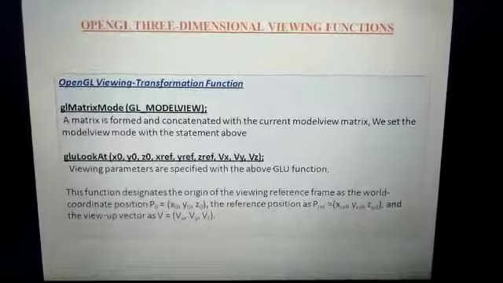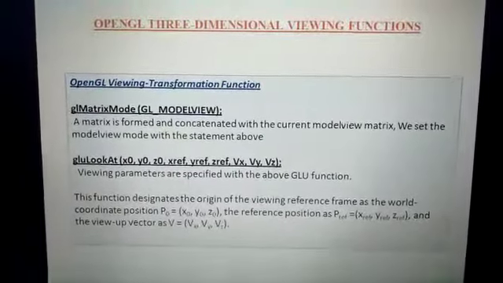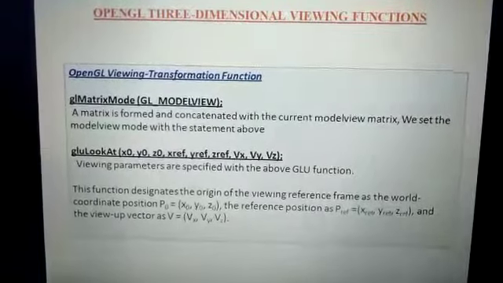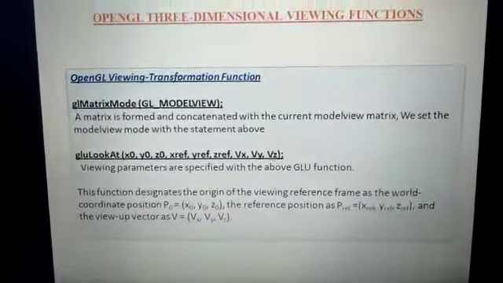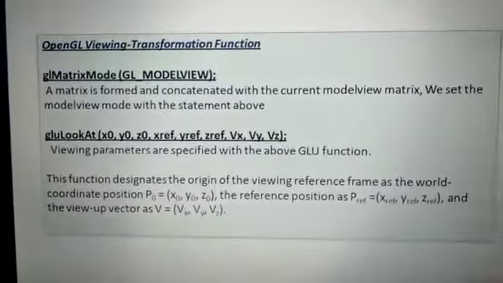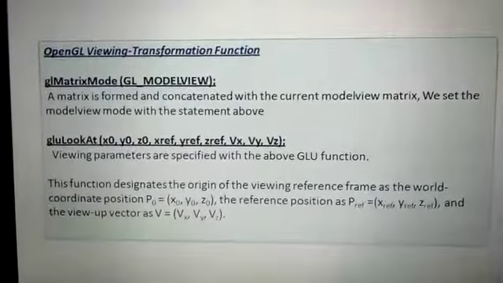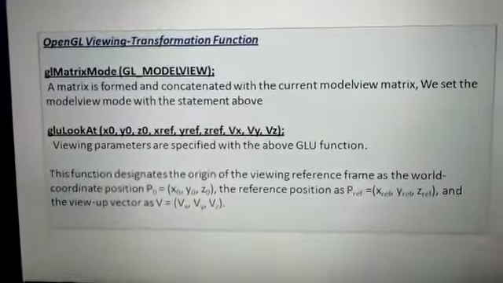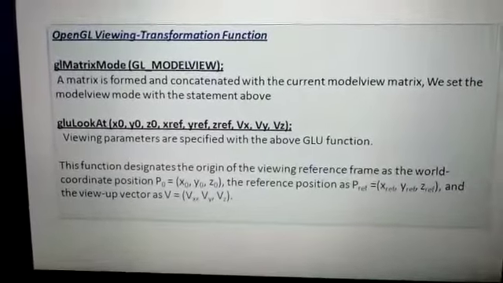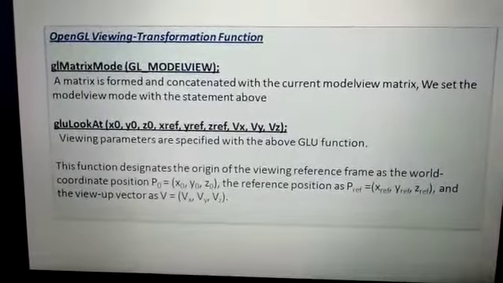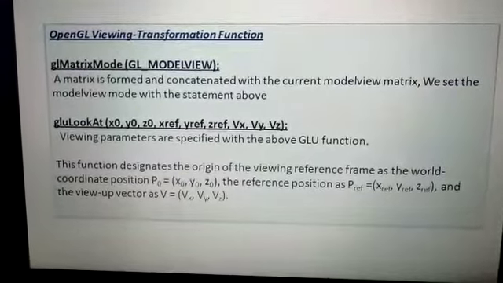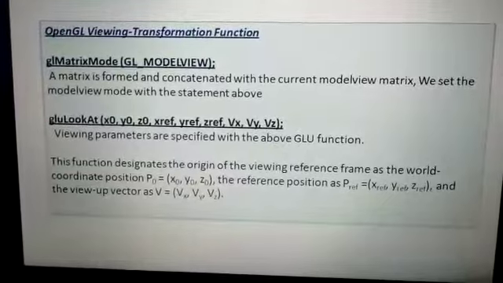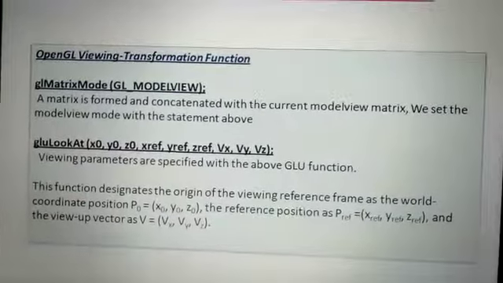Starting with the OpenGL 3D viewing functions, as we are very much used to these functions in OpenGL programs already, and many of them we are using in the lab programs as well. The first category is the OpenGL viewing transformation functions, where we are dealing with the transformation of the objects. The first one is glMatrixMode. In that, we are using the built-in constant GL_MODELVIEW, which is a matrix formed and concatenated with the current modelview matrix of that object, where we set the modelview mode.